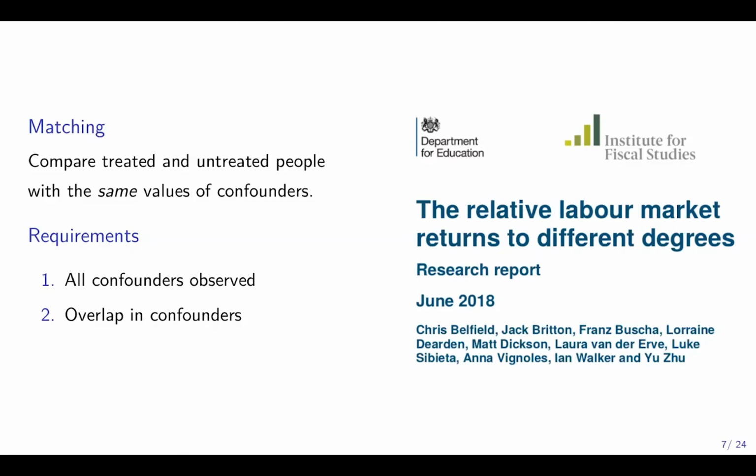Okay, so with that caveat, I'll now show you the first real example. This is an example that uses matching to try to determine the causal effect of attending different universities and studying different subjects at university. It's drawn from this recent report from the Institute of Fiscal Studies that was carried out in collaboration with the Department of Education.